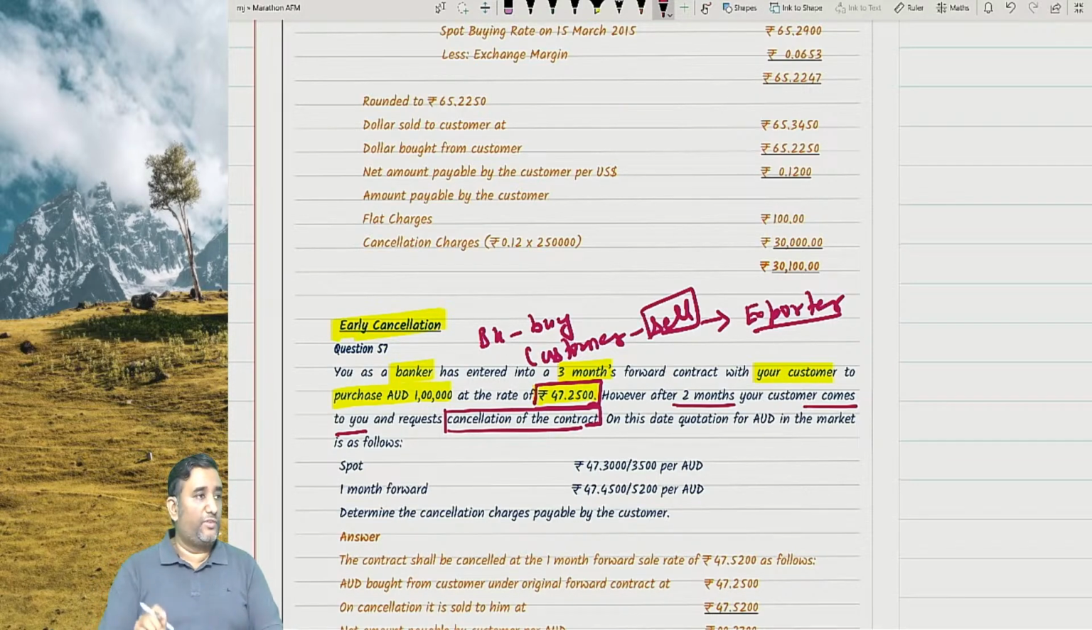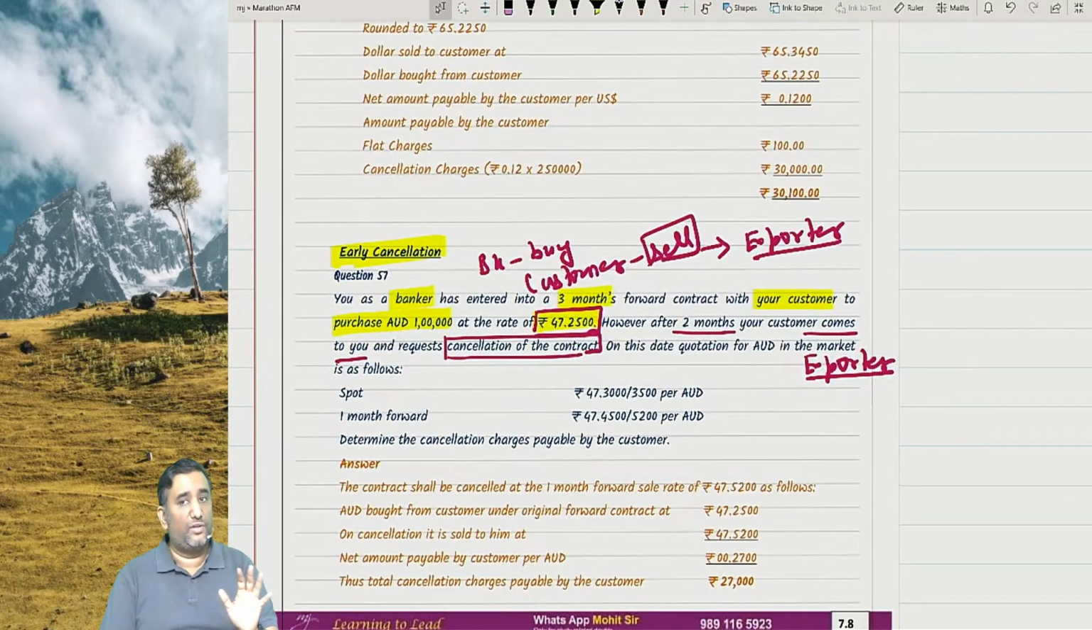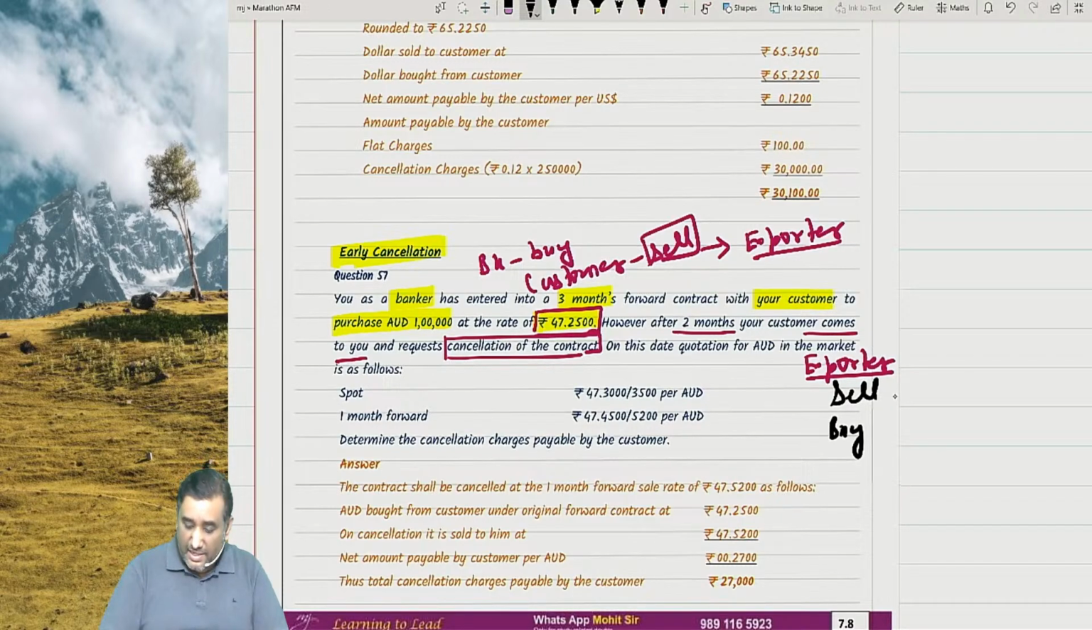The original rule of the exporter is sell at what rate? I have a habit of putting it from the exporter's perspective, so I'll put exporter original rule. Divide into 2 parts, and make sure that in the exam also you divide into 2 parts so that you can read the numbers roughly. So it's a sell contract and then cancellation would be buy. Sell at the agreed rate, which was 47.2500, and then spot rate is of no use. The 1 month forward rate will be used.